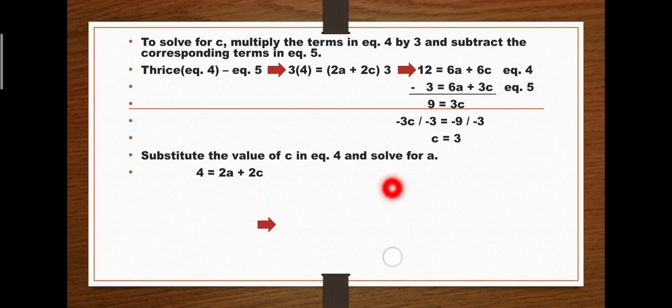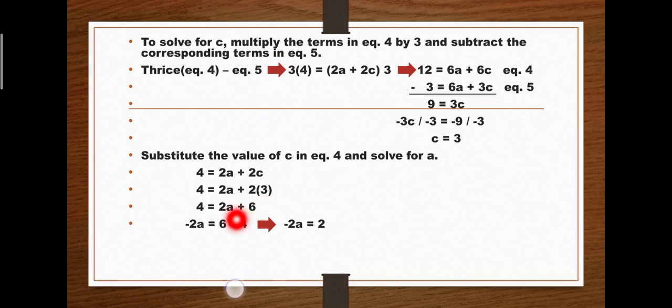So, equation 4 is this one. 4 is equal to 2a plus 2c. So, copy 4, then copy 2a plus, copy 2. Our c, right, is 3. So, substitute c by 3. Then 4 is equal to 2a, 2 times 3 is 6.